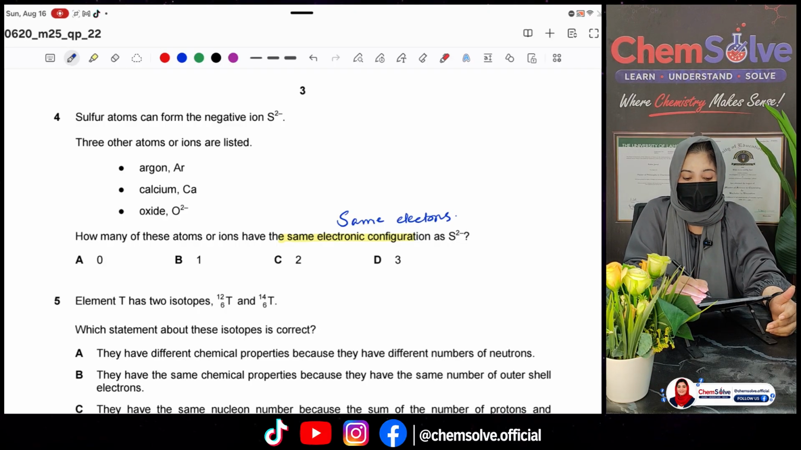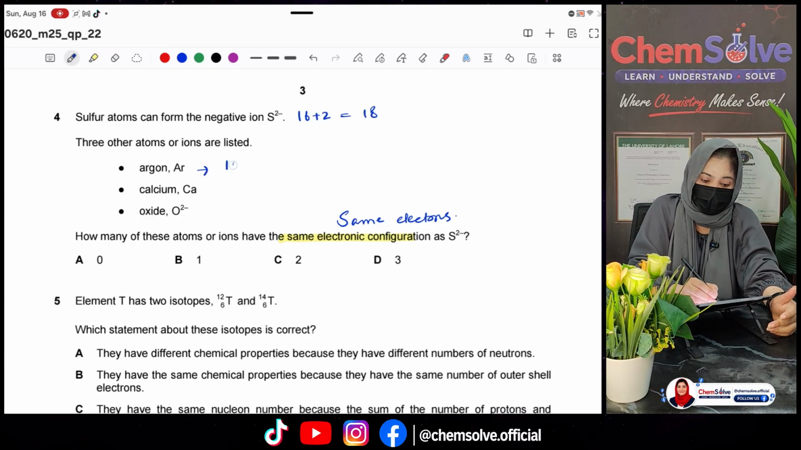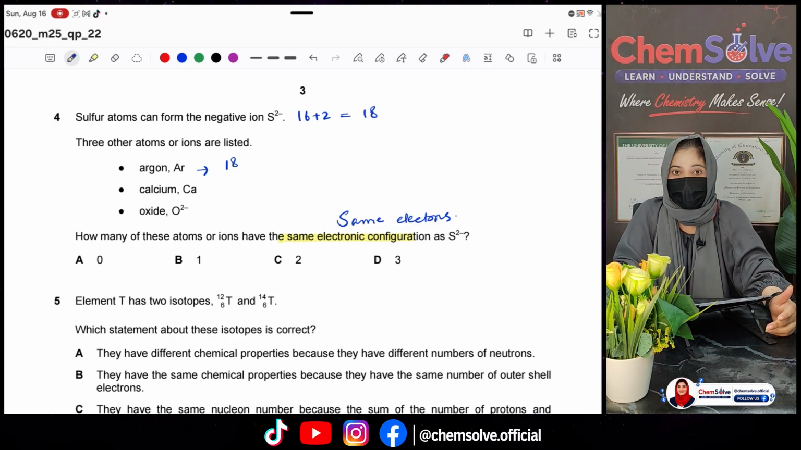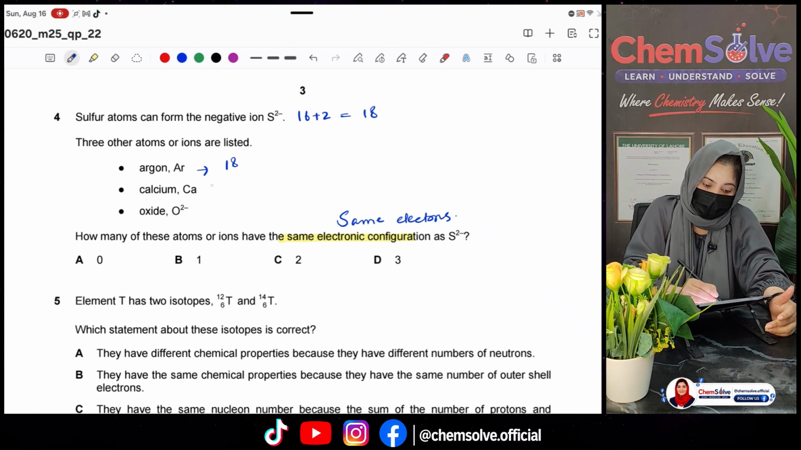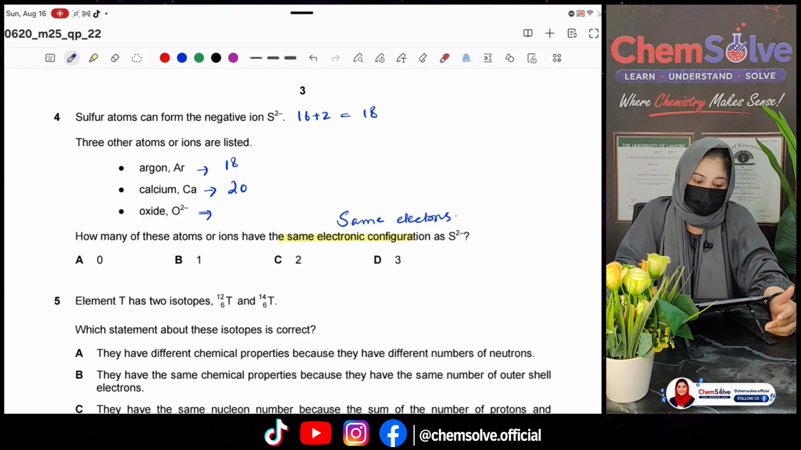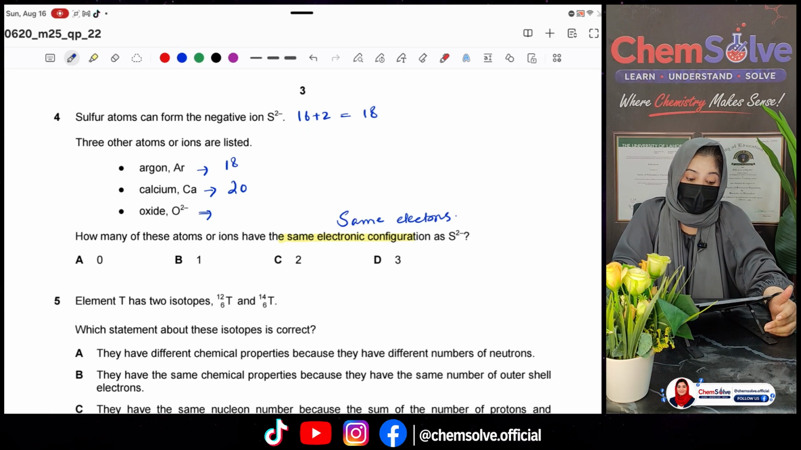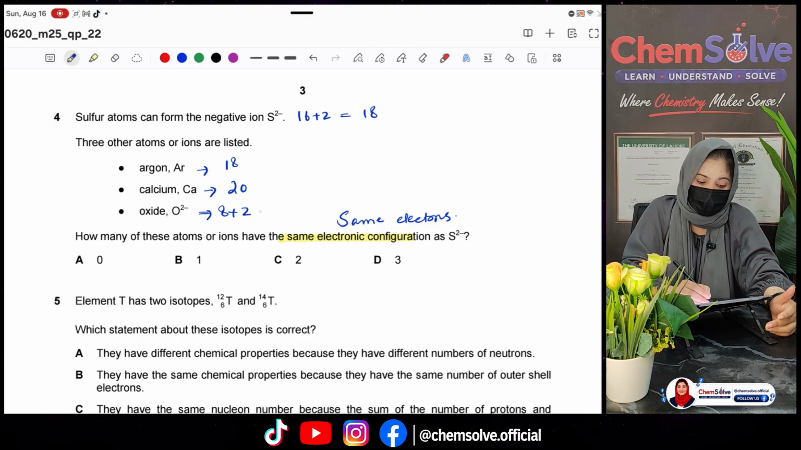Sulfur has atomic number 16 and minus 2 means 2 electrons have been added to it. So there are a total of 18 electrons here. Argon also has 18 electrons because its proton number is already 18, right? Calcium has proton number 20, so it has 20 electrons. Oxygen, the proton number or atomic number for oxygen is 8, and 2 electrons are being added to it. So there are a total of 10 electrons.